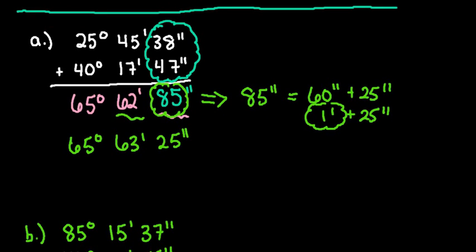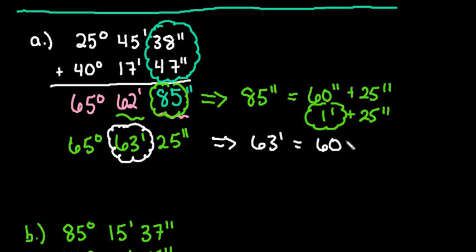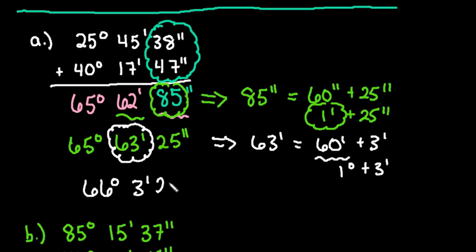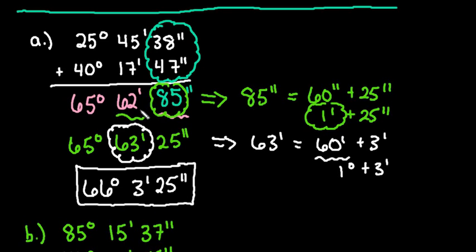And now again, we have the same thing happening for our minutes. So we're going to take that. Remember that 63 minutes is really 60 minutes plus 3 more minutes. And this part right here is really 1 degree. So we're going to add 1 degree to this one. So our final answer would be 66 degrees, 3 minutes, and 25 seconds. So make sure that your minutes and your seconds are not greater than 60. If they're greater than 60, then you do have to convert them.